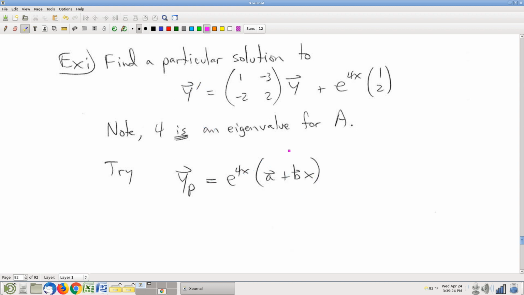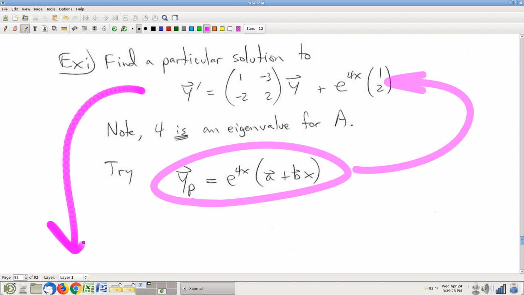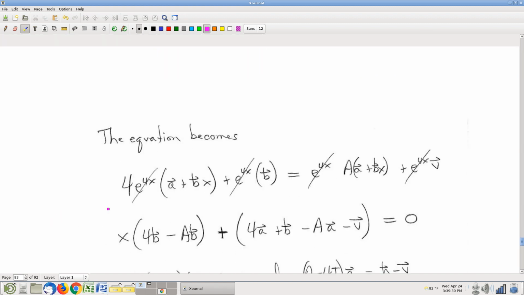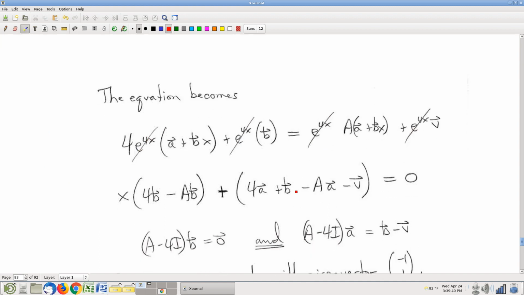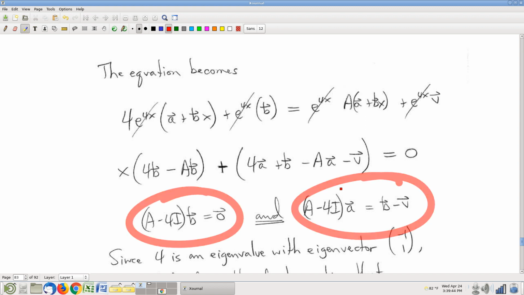Okay, so you take your new guess, plug it in to the equation, see what it turns into. It turns into this, as usual. Cancel the common factor of the exponential. Regroup by powers of x, and here's where we ended last time. We have these two equations here to try to solve. Okay, so we're just going to pick up now from here. We'll start with this equation.